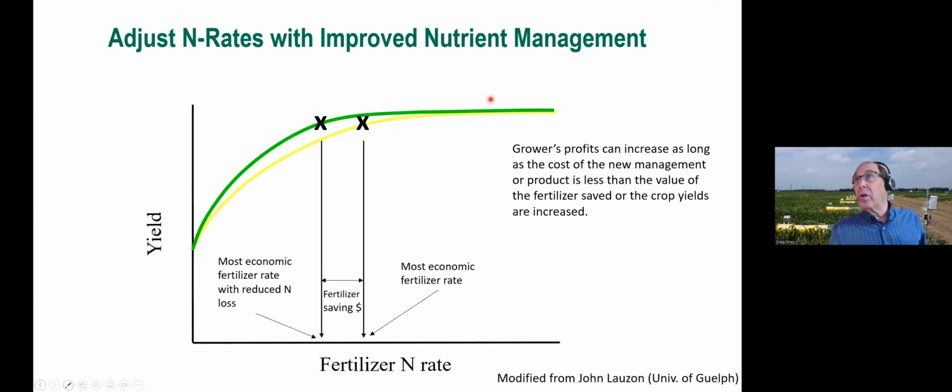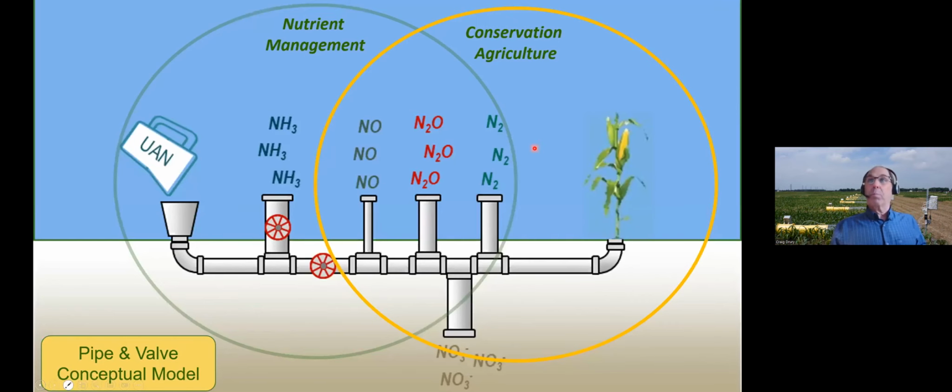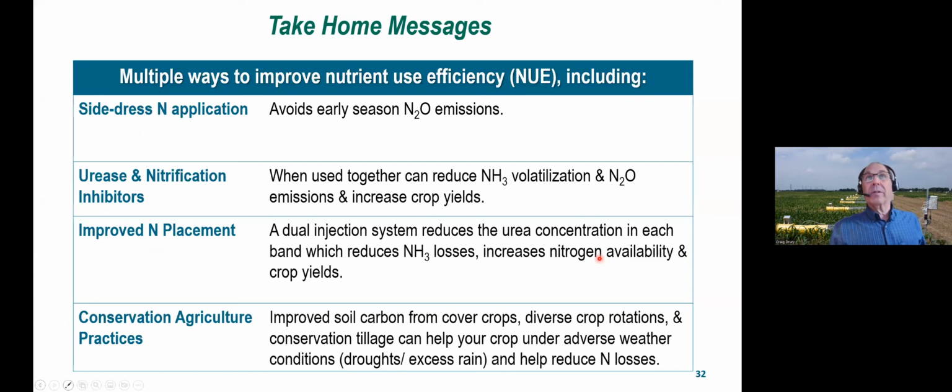Or this example shows no crop yield increase. We've shown that you can also have a crop yield increase. So that again has to be taken into consideration and may make it even more worthwhile to adopt some of these practices. So as a summary, you've got to look at nutrient management from both perspectives. How do you use 4R, injecting UAN, putting these valves in the pipes, and conservation ag to improve soil properties to ultimately optimize your crop yields?